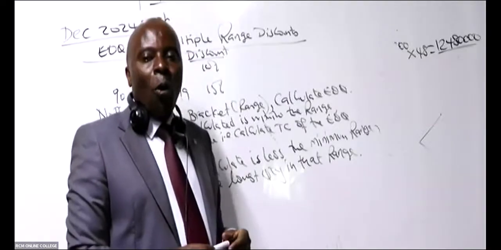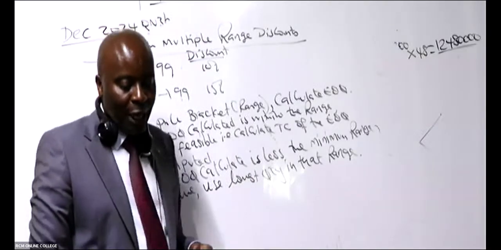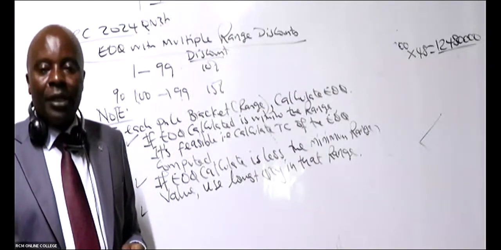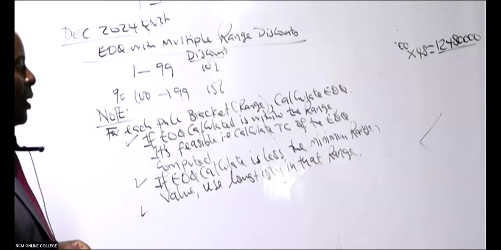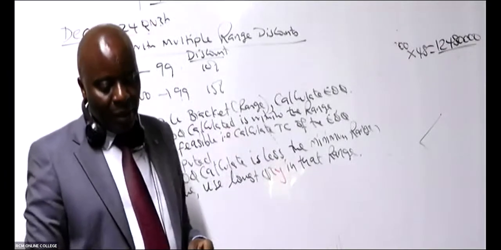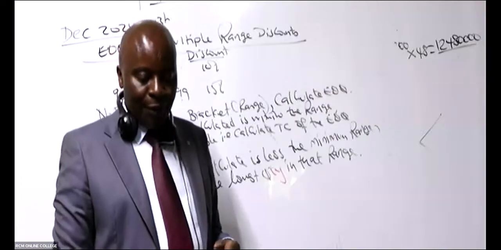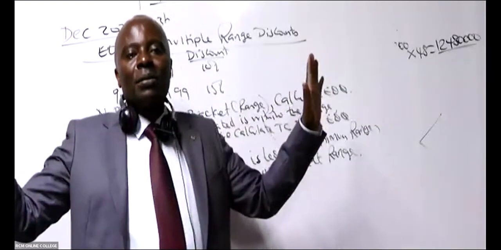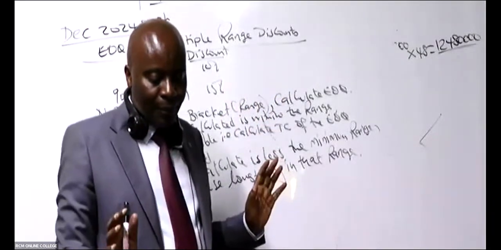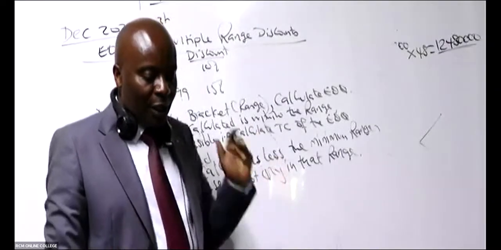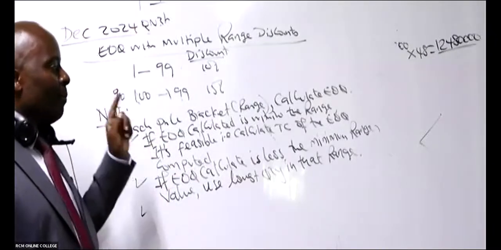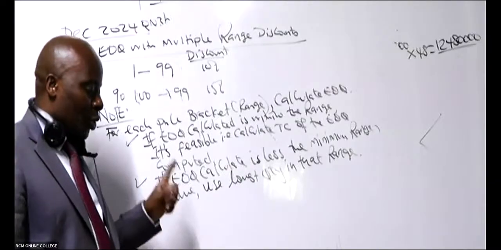If EOQ computed is bigger than the maximum range value, ignore it. So if EOQ computed is bigger than the maximum range value, what shall we always do?